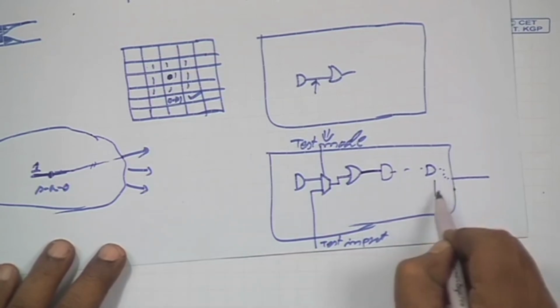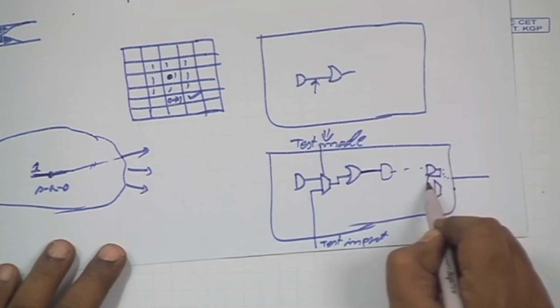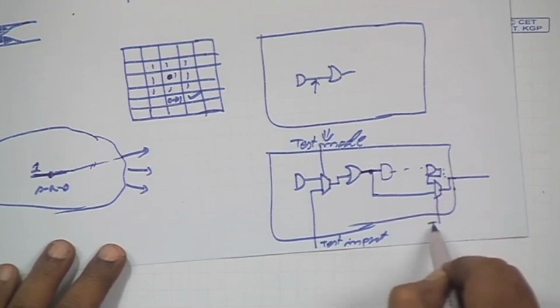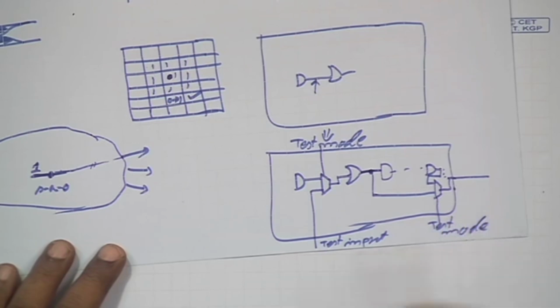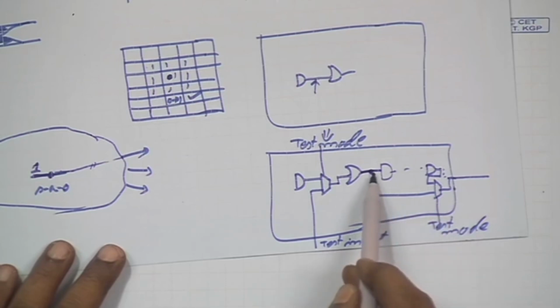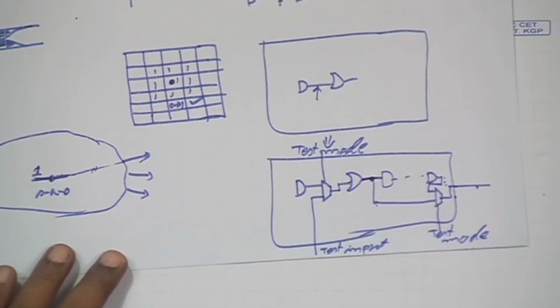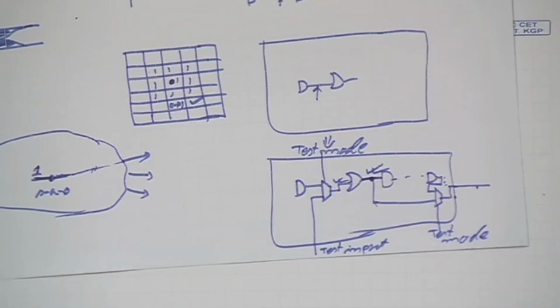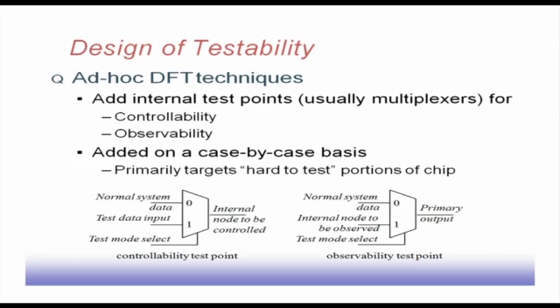So, we modify it so that there is another multiplexer again. The connection established is like this, and this is the test mode. In test mode, this line's value will be available at this primary output. That way the observability of this point is increased, and similarly the controllability of this point is increased, by putting these extra components into the system. So, we can add internal test points for controllability and observability enhancement. Of course, it is quite ad hoc, because wherever we feel it is difficult to observe a line or control a line, we put this type of multiplexer.